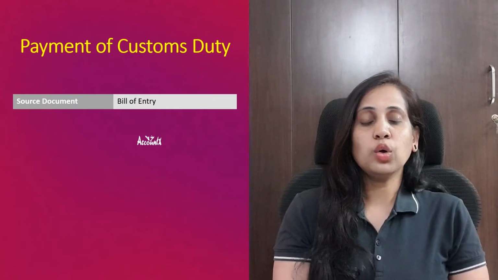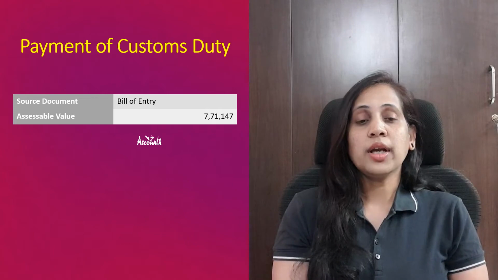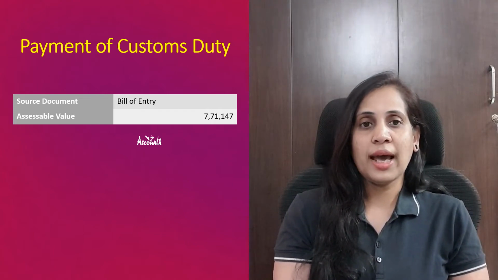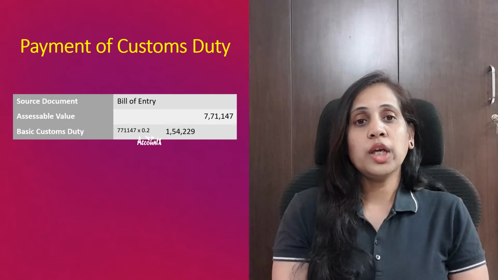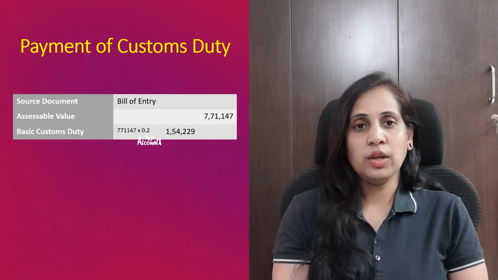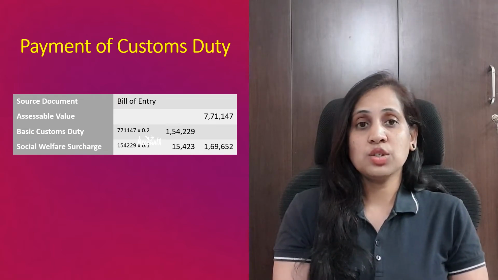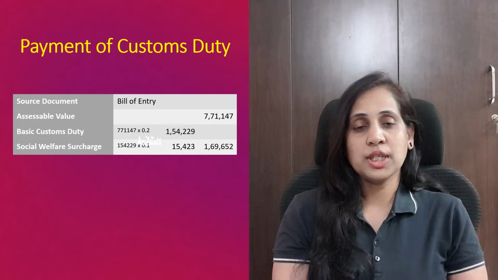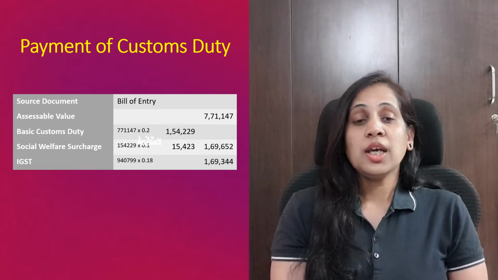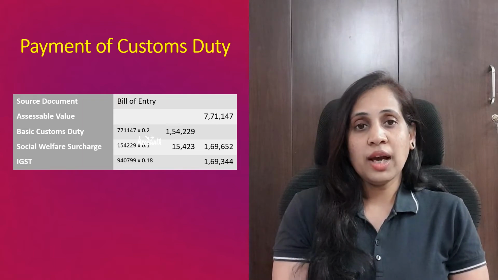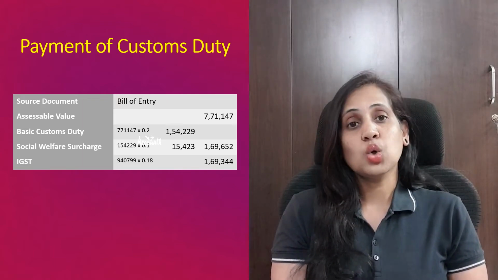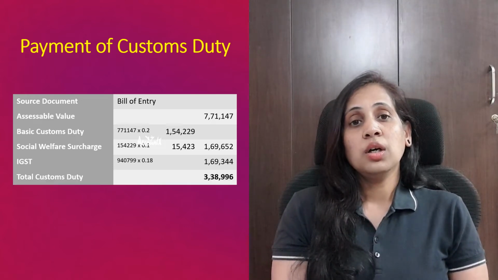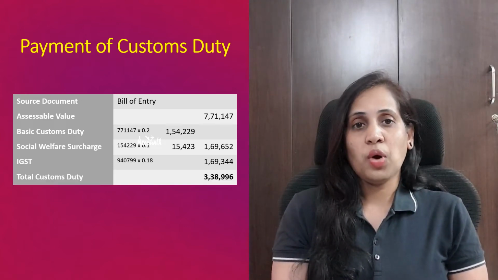Let's now see how to record payment of customs duty. First, let's compute the customs duty. To create this voucher, you can refer to bill of entry. We have already calculated assessable value, which is 7.71 lakh here. Then basic customs duty would apply at 20% on assessable value. After that, social welfare surcharge at 10% on basic customs duty. So total of basic customs duty and social welfare surcharge would be about 1.69 lakh. To this, IGST at 18% on assessable value plus basic customs duty plus social welfare surcharge would apply. So the total customs duty would be about 3.39 lakh.